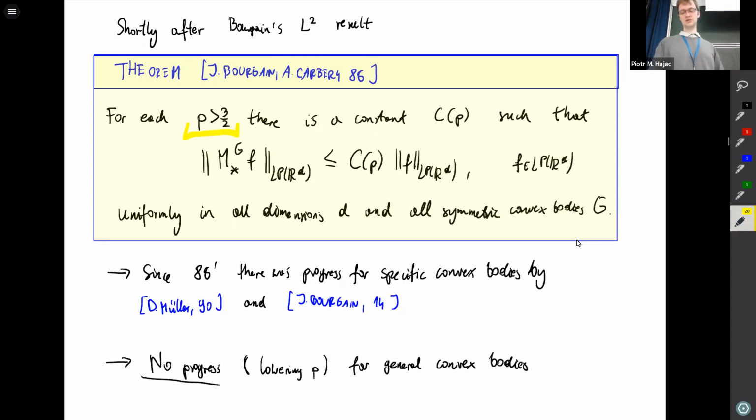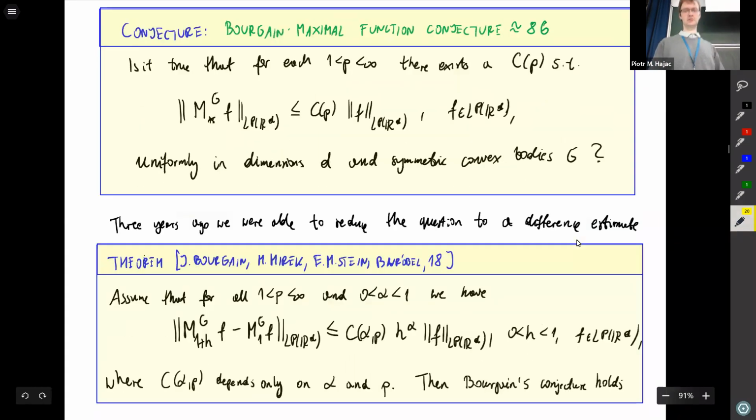So the conjecture that is stated, called the Bourgain maximal function conjecture, asks whether you can prove some dimension-free estimates for all symmetric convex bodies in all dimensions, but in the full range from 1 to infinity. For 40 years, nobody has known how to get below 3 over 2 in this kind of estimate. So it is an open question since '86. And about 3 years ago, we made some progress on this conjecture.